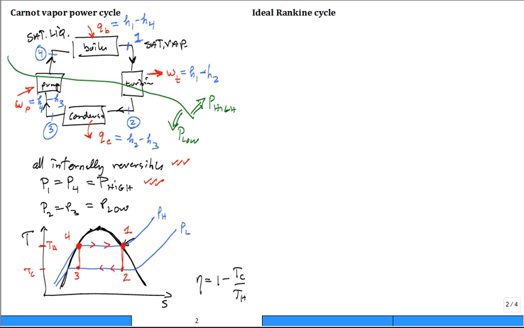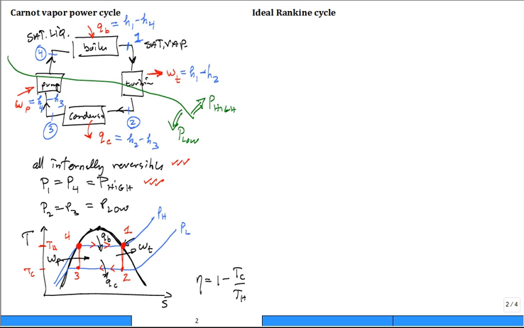Okay. So right in here, sometimes we can sketch, oh, that's QB. This is WT. This is QC. And this is WP. So the pump work, the turbine work, the boiler heat transfer, the condenser heat transfer, all can be shown on that TS diagram. So there's a lot of information you could put on a TS diagram.